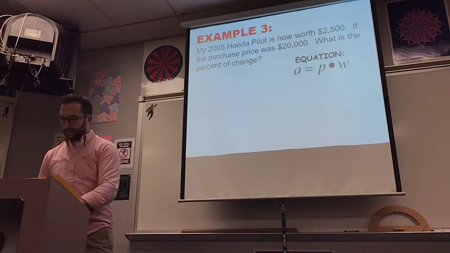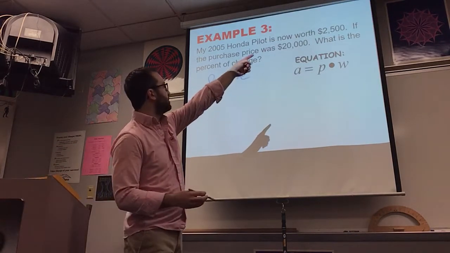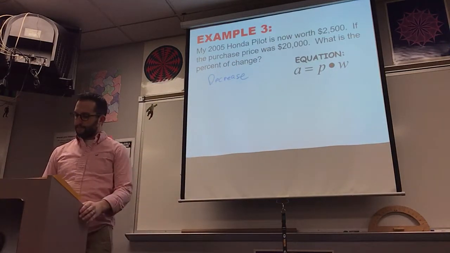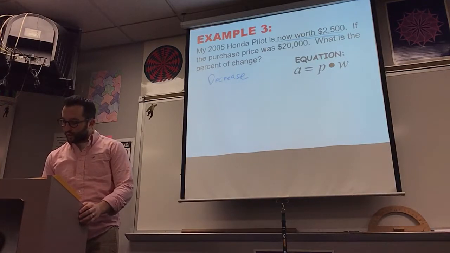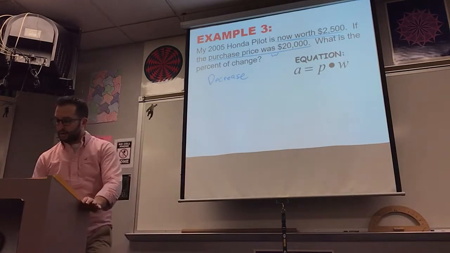So, is this an increase or a decrease? It's a decrease. How do we know? It looks to me like it's going from 2,500 to 20,000. Yep. It's now worth this. It was originally the purchase price. That would be W, right? It was originally 20,000. It's now worth less. So it is a decrease. So the amount of change.